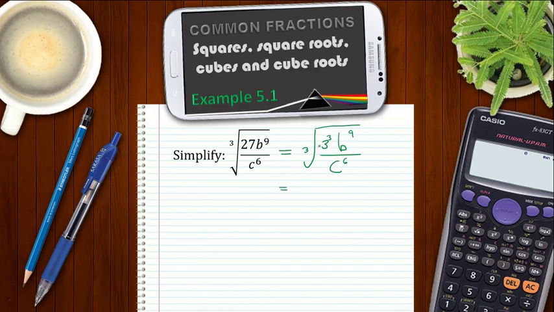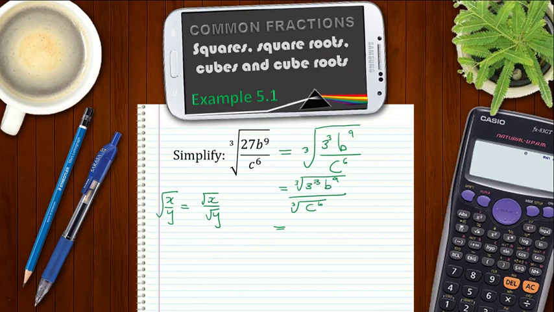So, and remember this, we need to take the cube root of all of them. We can do this. If we have x over y, and we take the root of that, you can break it up into the root of x over the root of y. So if we do that, we can say the cube root of 3 to the power of 3b to the power of 9 over the cube root of c to the power of 6.